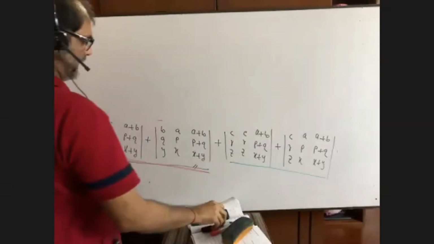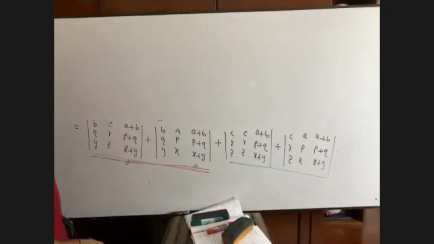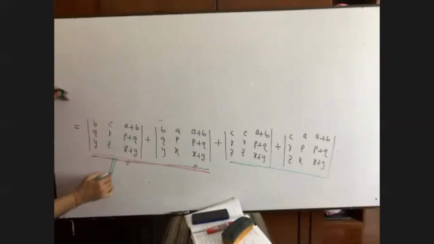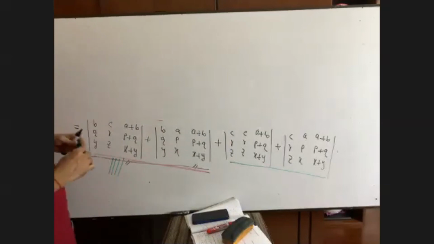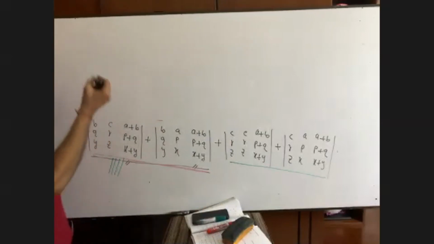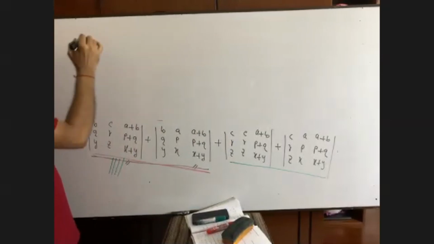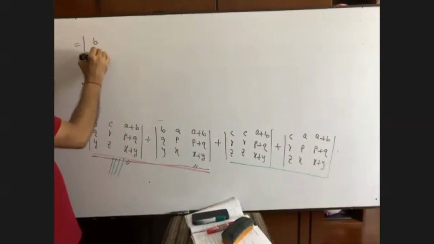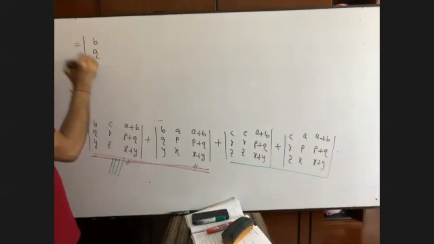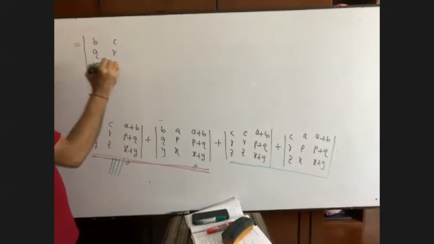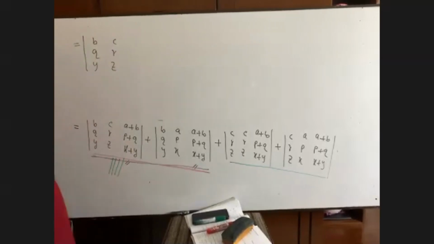Okay, now again, pay attention. Now, you see, we have here this part. Please pay attention, this part only. What can be written here? Let me know. B, Q, Y, C, R, Z. Now, what should be written? Let me know. A, P, X.